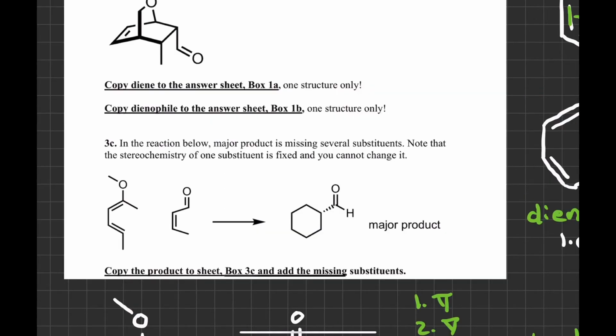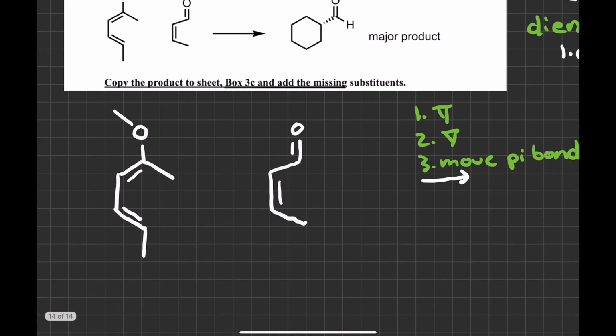1C. In the reaction below, the major product is missing several substituents. Note that the stereochemistry of one substituent is fixed and you cannot change it. To solve this problem, let's draw out the diene and dienophile. So we drew out the diene and dienophile, where the diene is this structure, and the dienophile is this structure.